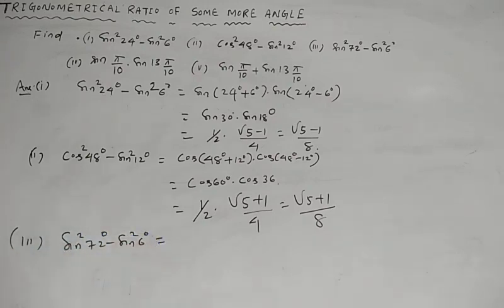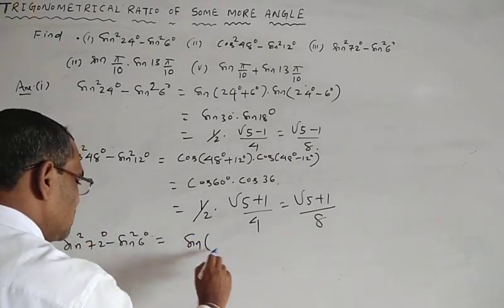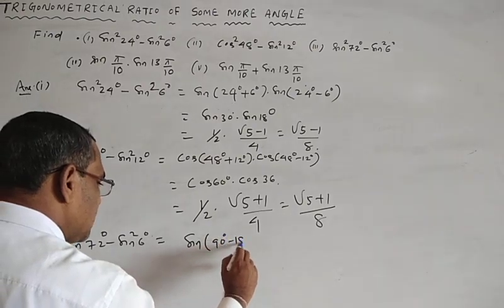If we apply the formula sin square a minus sin square b equals sin(a plus b) into sin(a minus b), then a plus b means sin 78 degree, and we do not know sin 78. In such a case we do not use this formula directly. Sin 72 means you have to write 90 minus 18 degree.